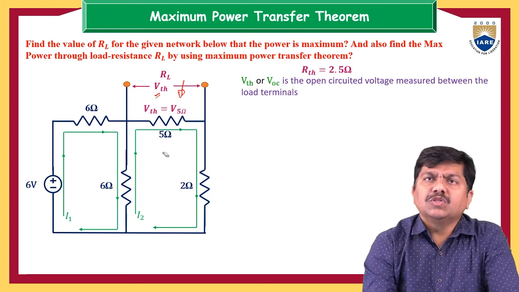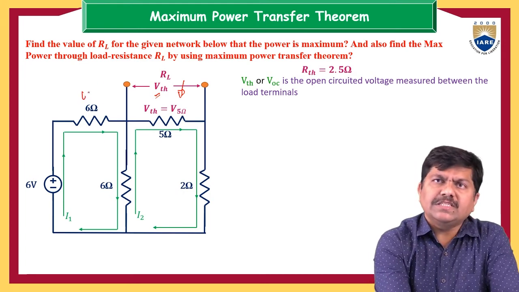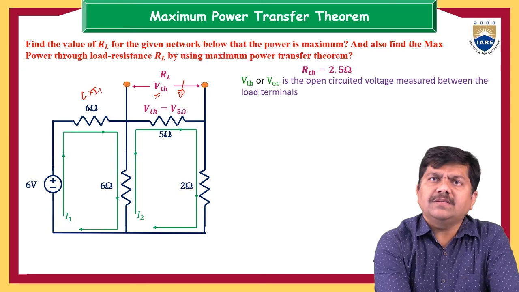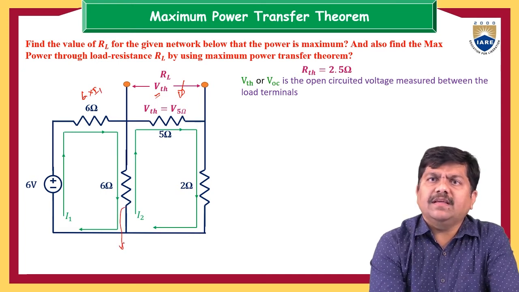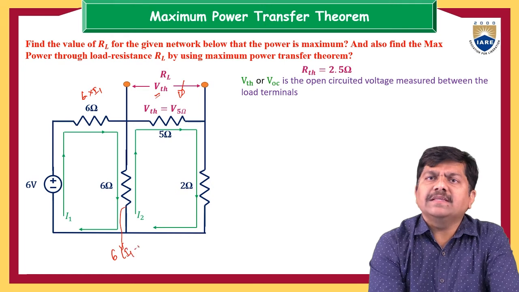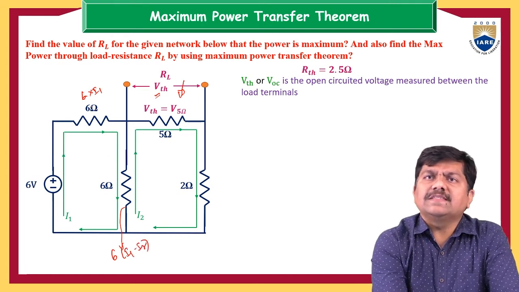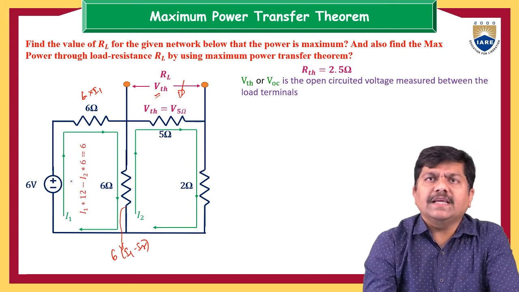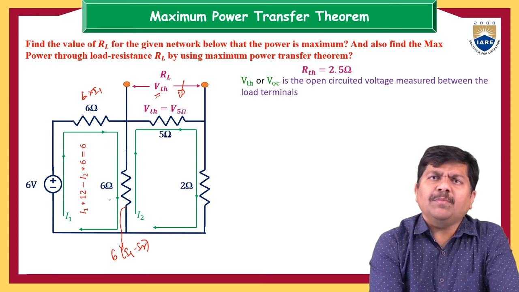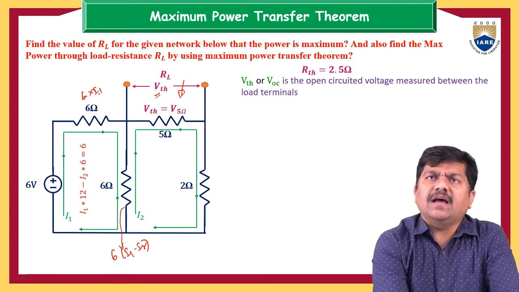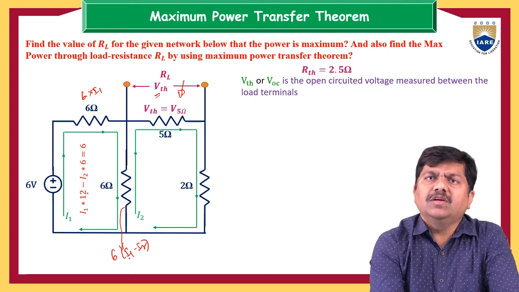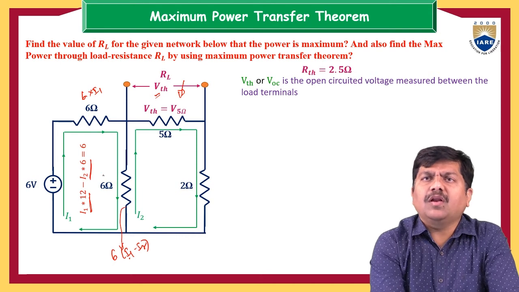So the drop across this 6 ohm is 6 into I1, and the drop across this 6 ohm resistor is 6 of I1 minus I2, and the sum of these two drops is equal to 6 volts. That is the expression for this one. So what about the voltage balance equation? This is 6 I1 plus 6 I1, so totally 12 I1, minus 6 I2, is equal to 6 volts. So this is the voltage balance equation of your mesh 1 or loop 1.